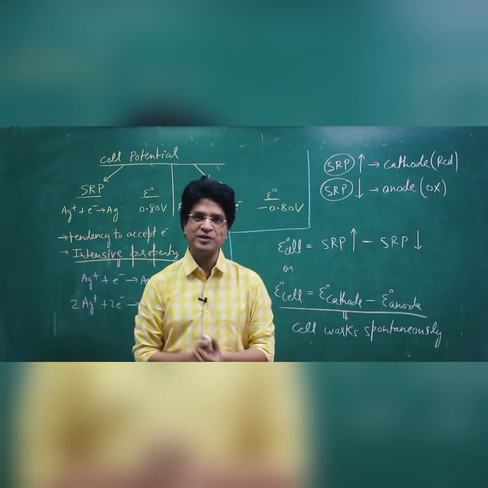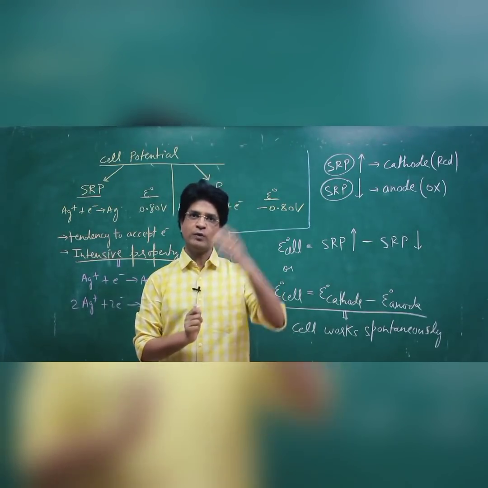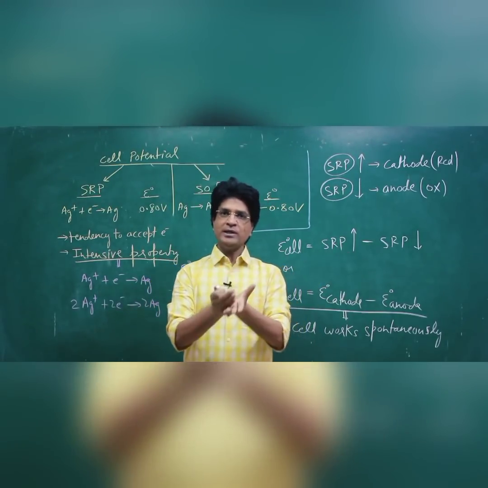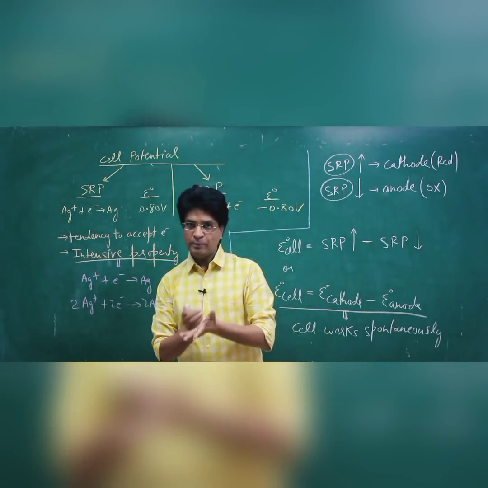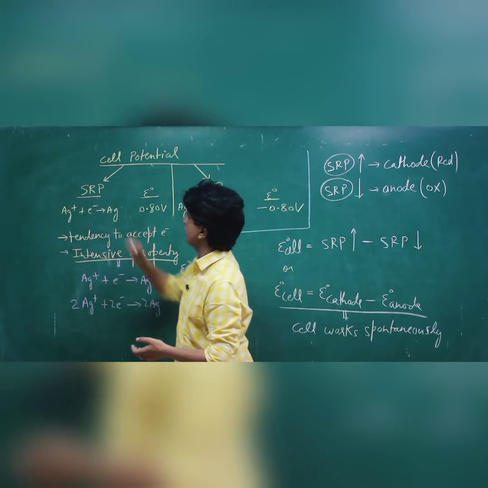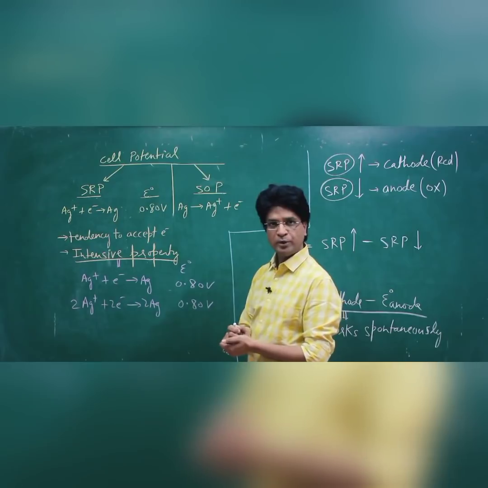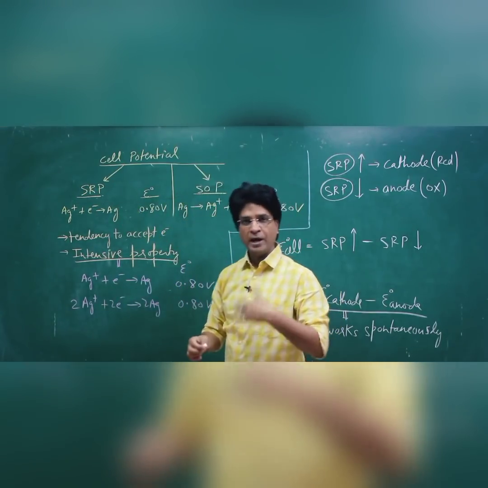So students, you can ask me, sir, how will we come to know which one will be anode and which one will be cathode? To understand that, we have to understand a term called cell potential. Now, cell potential is of two types: standard reduction potential and standard oxidation potential. While standard reduction potential means under standard conditions.